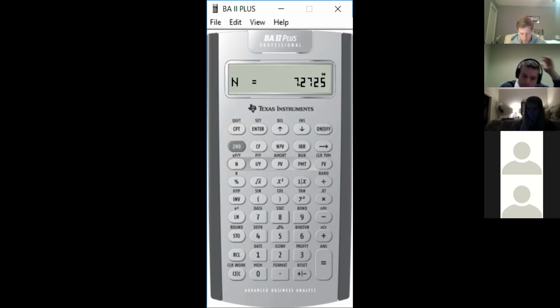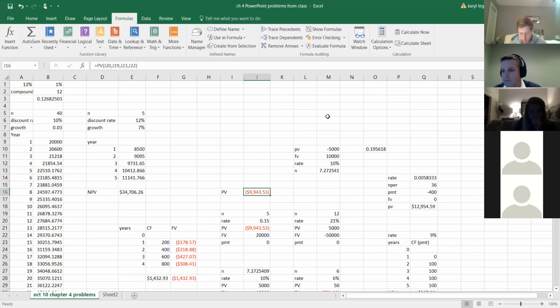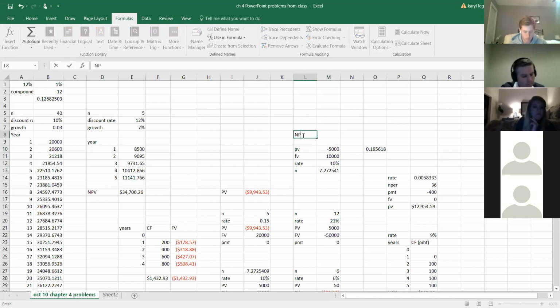If I'm doing this in Excel, here's my setup for it. My present value is a negative 5,000. My future value is 10,000. My rate is 10%, and I'm solving for N. And so the formula is NPER. So I'm trying to find the number of periods is what that stands for.